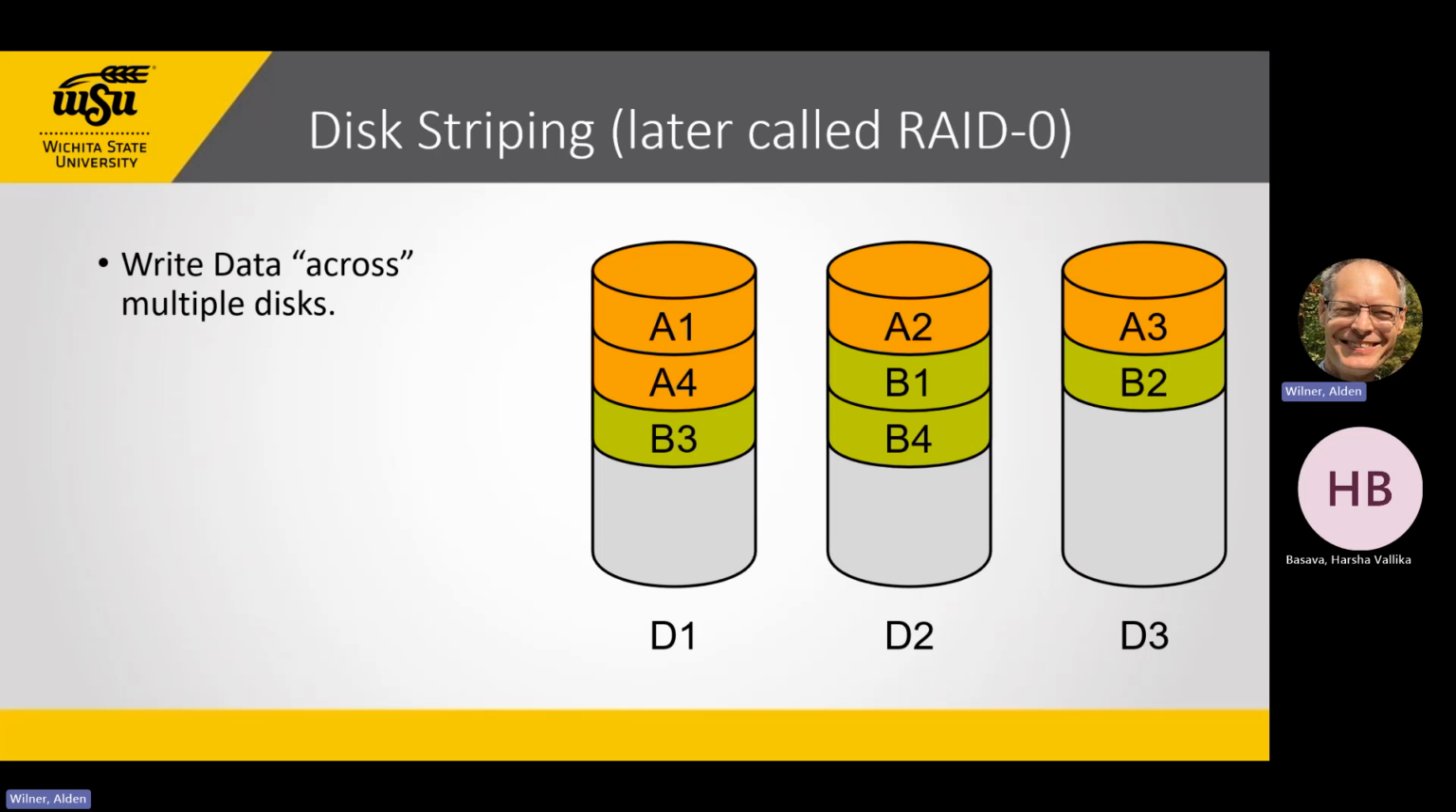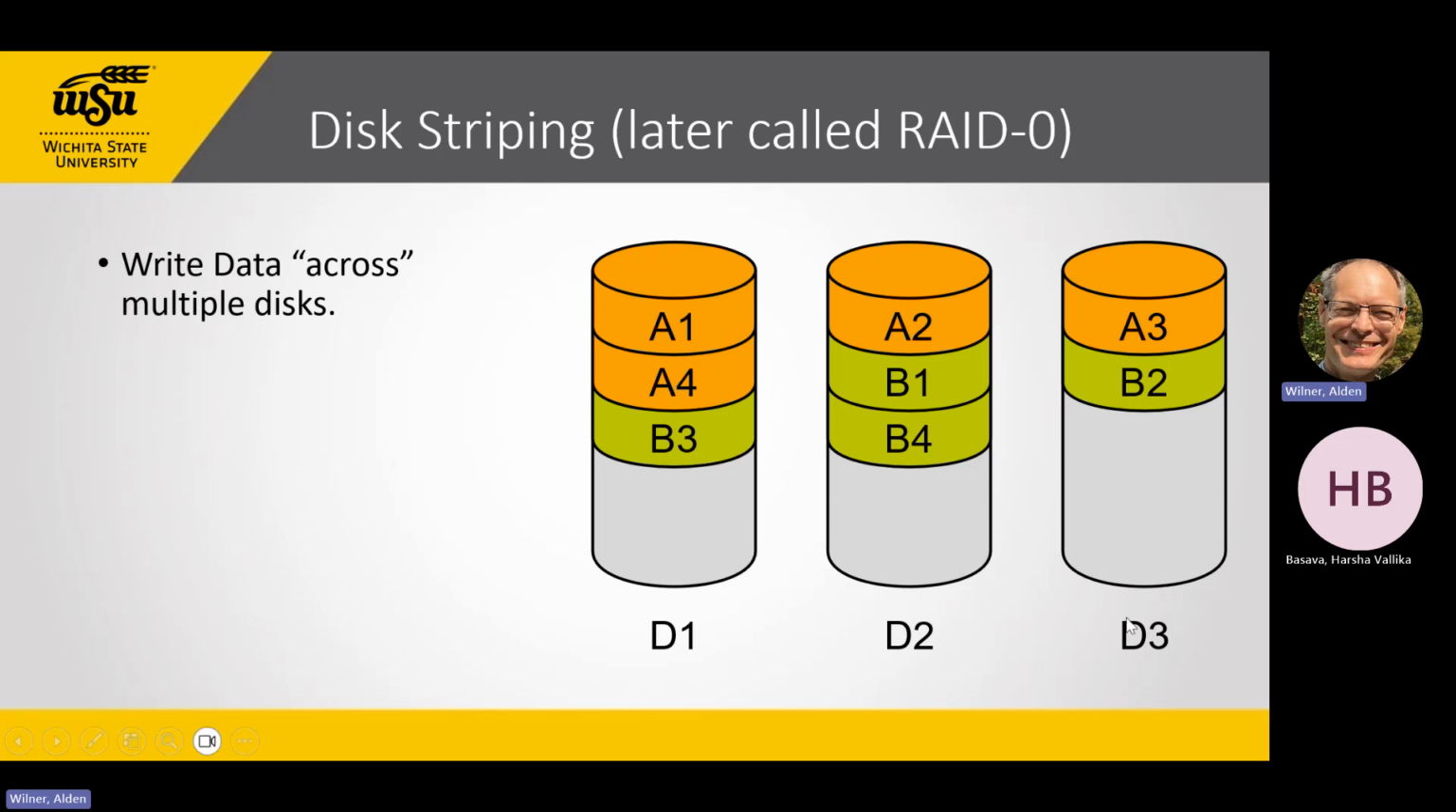So the first RAID level, which was later called RAID 0, in his paper he talked about RAID 1, 2, 3, 4, and 5. But RAID 0 is striping, and he just kind of assumed this in here. But RAID 0 is you write the data across the multiple disks, right? I want to read my data faster. How can I do that?